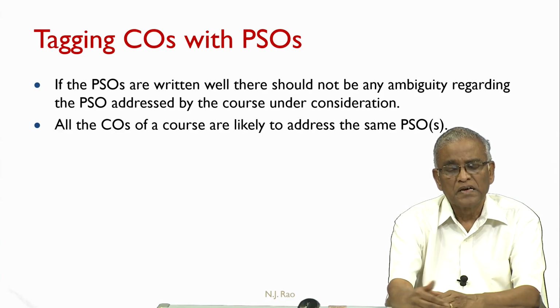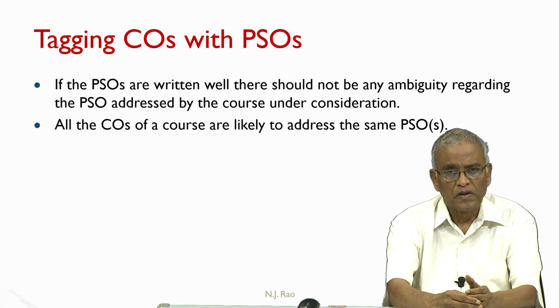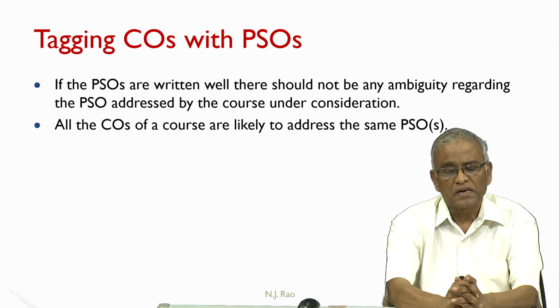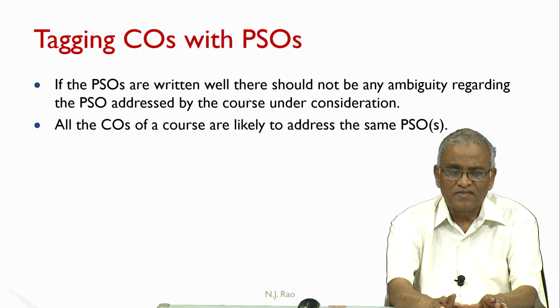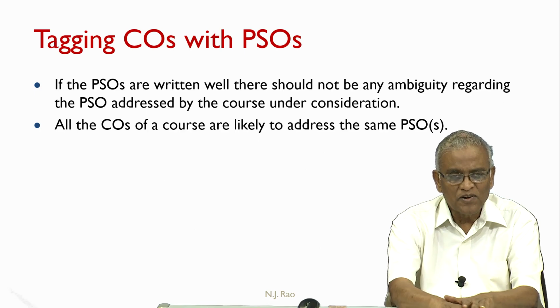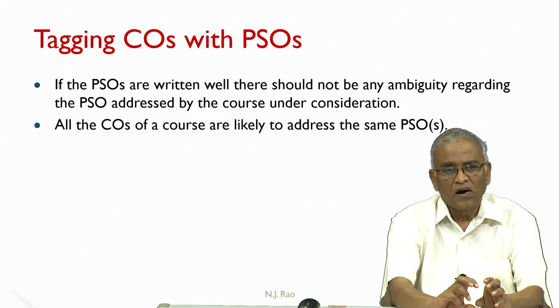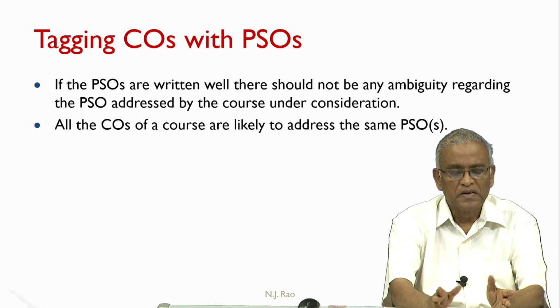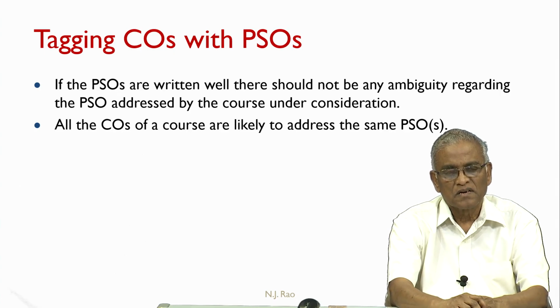So, one has to go back and rewrite the PSOs, especially if the COs of core courses are not addressing those PSOs. If PSOs are written well, there should not be any ambiguity regarding the PSO addressed by the course under consideration. Generally what happens is, whether they are written well or otherwise, unless you want to make it complicated in some way which is still justifiable, all the COs of a course are likely to address the same PSO. Occasionally, depending on how you write, it may address multiple PSOs. So, by and large, you can say the COs of a course will address one particular PSO.